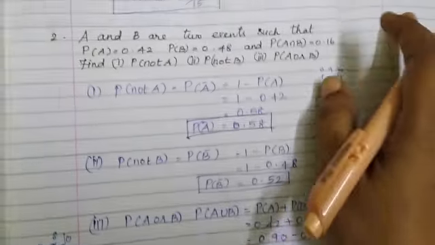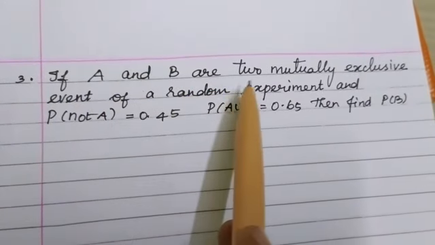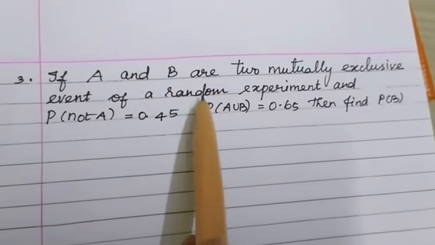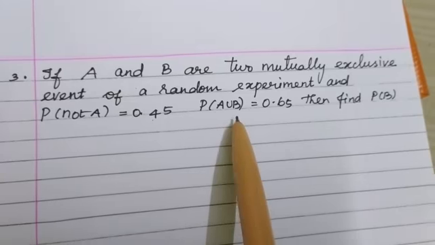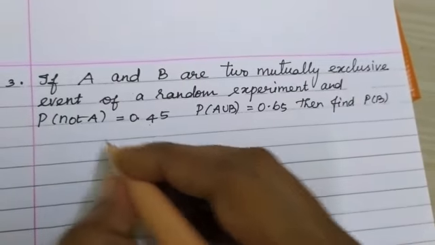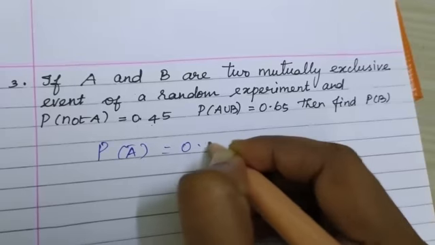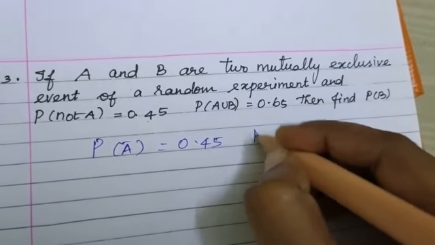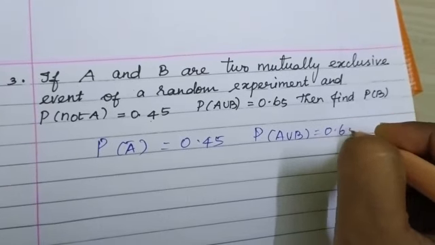Okay, understood? Next, third question. If A and B are two mutually exclusive events of a random experiment and P of not A equal to 0.45, P of A union B equal to 0.65, then find P of B. Given P of not A, means P of A bar, equal to 0.45. Next, given P of A union B is equal to 0.65.